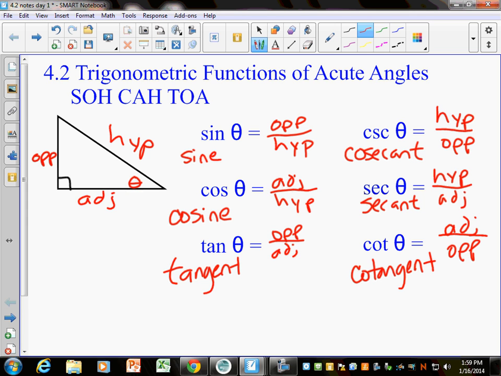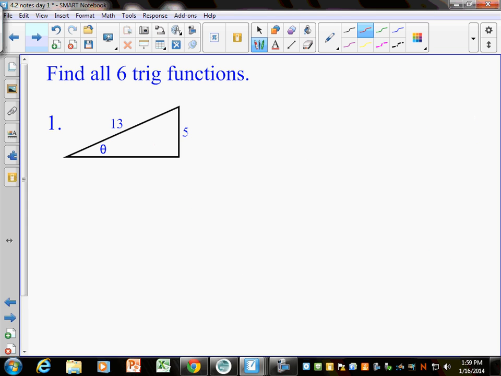Are you okay if I go? Alright, so it says find all 6 trig functions. And notice they give us a triangle, they give us which angle to use.